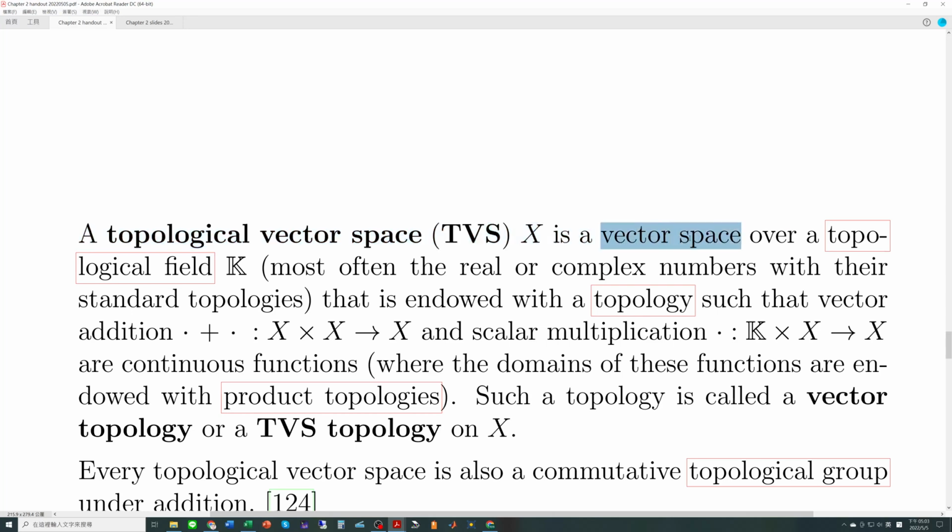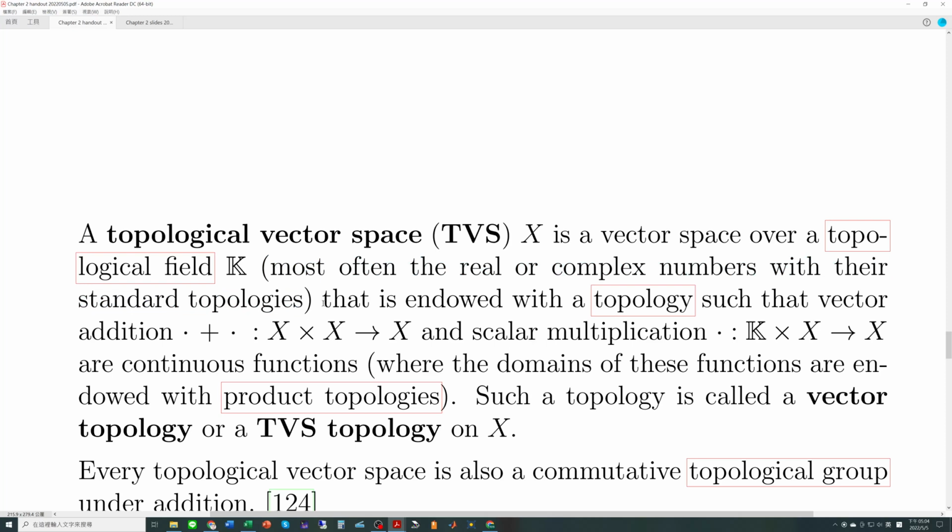I think you already know what a vector space is, because you have taken the course linear algebra. If you forget what a vector space is, please review the course, the textbook of linear algebra. Over a topological field K, we will introduce what a topological field is later. Most often the real or complex numbers with their standard topologies.